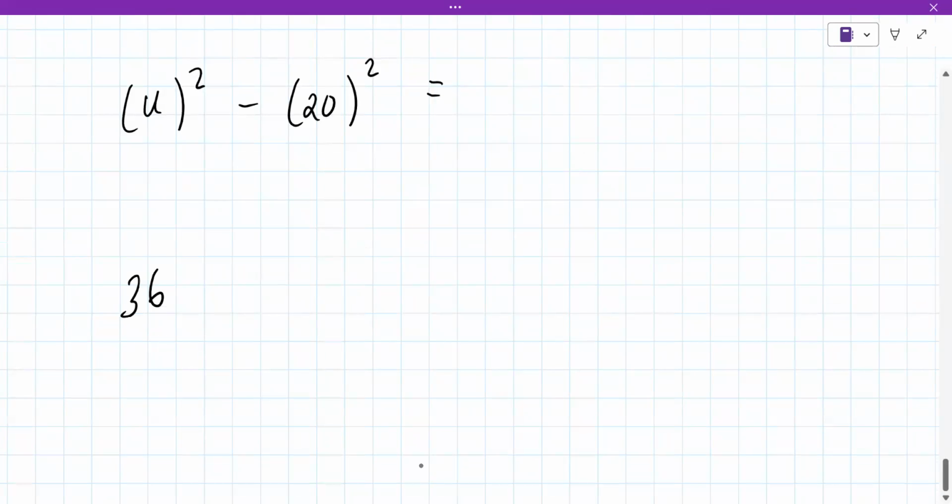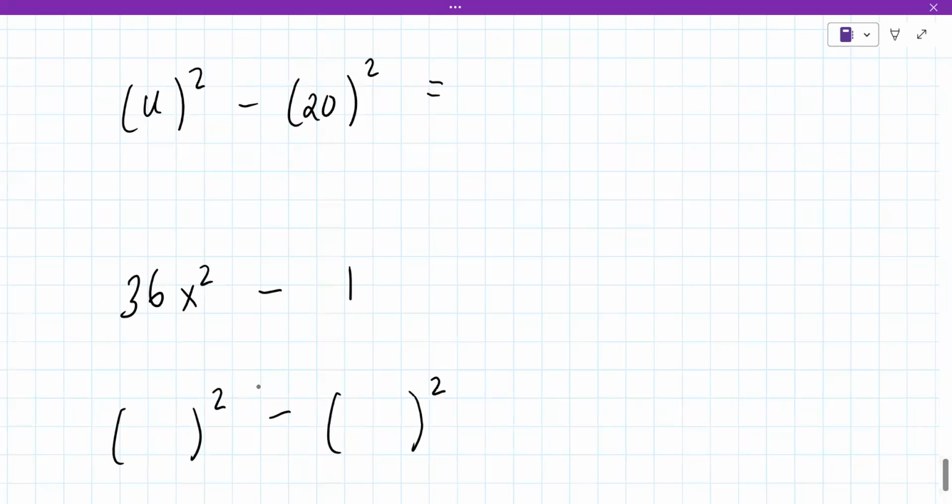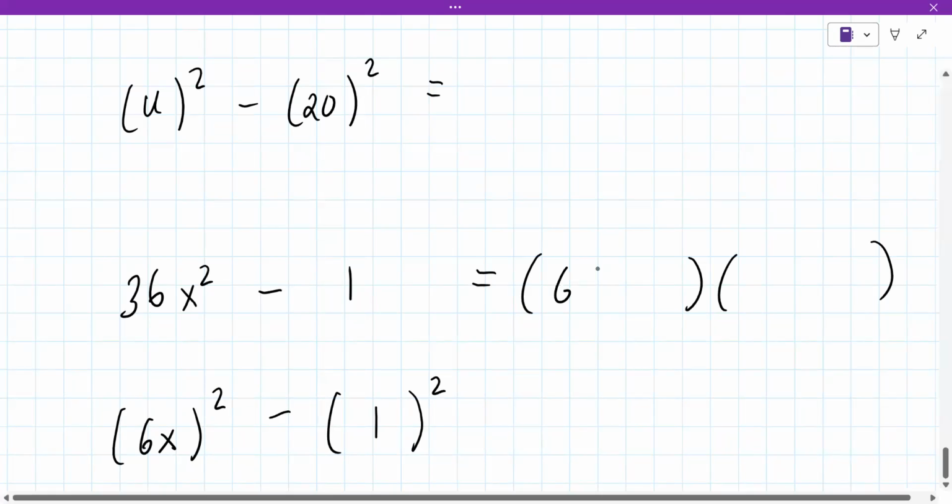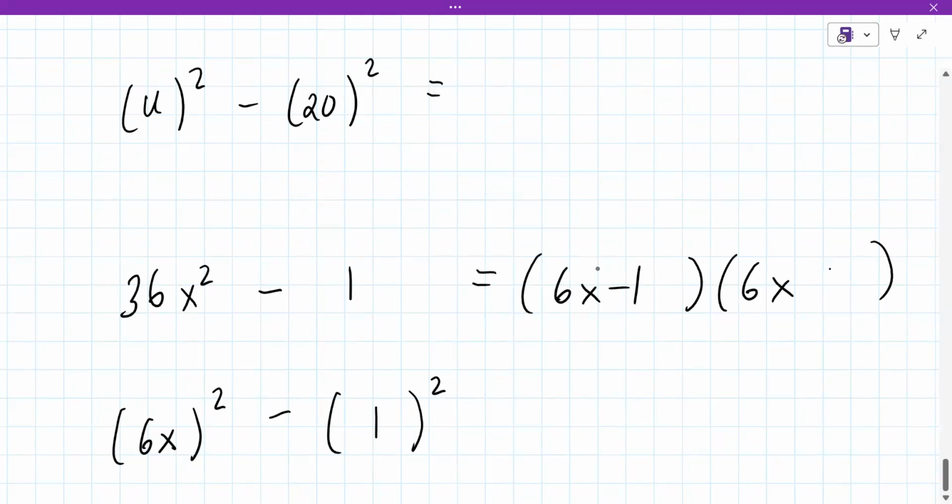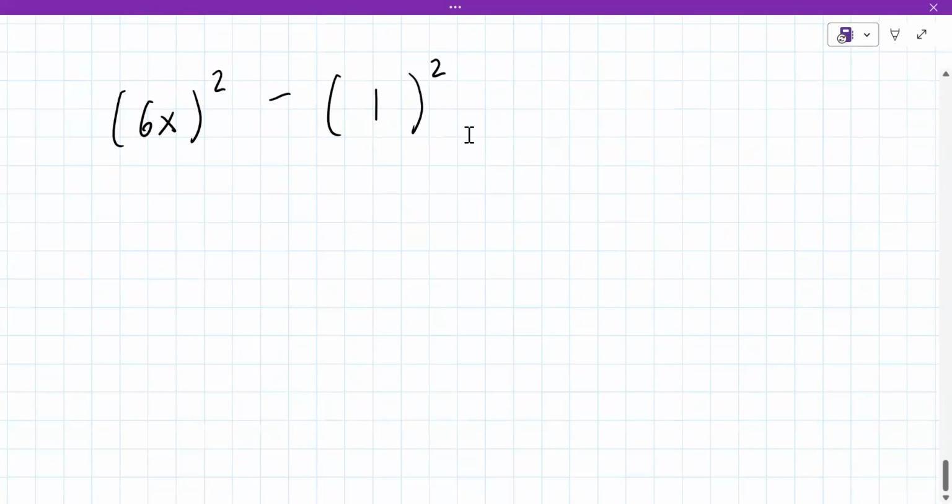Now, what we can do also is make these so that it's more than just a number and a letter. Like it could be 36x squared minus 1. So what do you square to get back to 36x squared? What do you square to get back to 1? 6x. Okay. And I don't know what you do for 1. 1 to any power is itself. So it would just be 1. Yes, it would just be 1 then. Okay, so what goes here? 6x minus 1, 6x plus 1. Good.